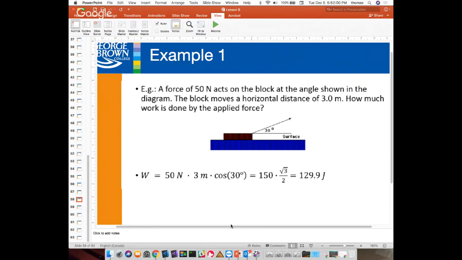Right. So think about this while we stop this little video that I just made. If you notice, just before I go on to the question, I have 50 times 3 is 150, multiplied by cos of 30, which is root 3 over 2. And it gives you a total of 129.9 joules. And that's what work is: force over distance. Okay, so let's take a break again, and we'll come back in a short.